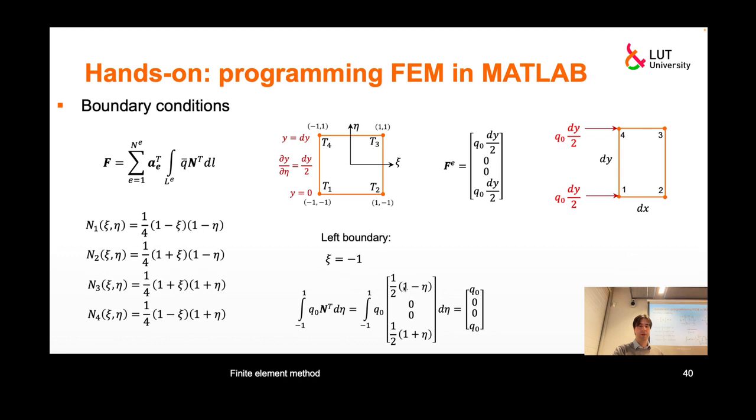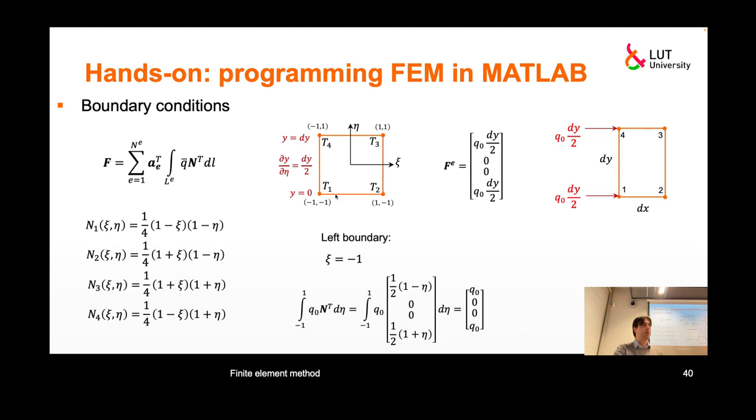Okay, this element. So I get just 2 as a result of integration. 2 over 2 gives me 1, and I just get q0, 0, 0, q0. This is a result of calculating this integral in local coordinates.